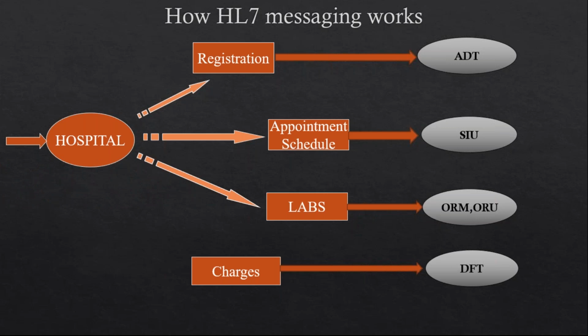Next, we have labs. Labs are nothing but the orders and results. So orders are represented with the help of ORM, which is nothing but observation request message. And results are represented with the help of ORU, which is observation result unsolicited. Orders are represented with the help of ORM, which is observation request message, and ORU is observation result unsolicited. So these two message types are used for representing labs.